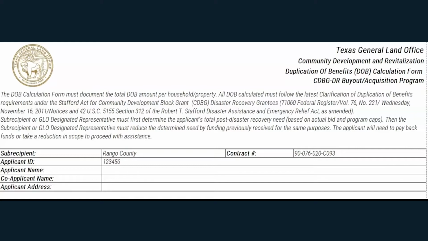Then the subrecipient will input the applicant's full name as it appears on their ID provided with the application. Then the subrecipient will include the co-applicant's name if there is a co-applicant applying to the program. Then the subrecipient will input the address of the buyout or acquisition property in question.